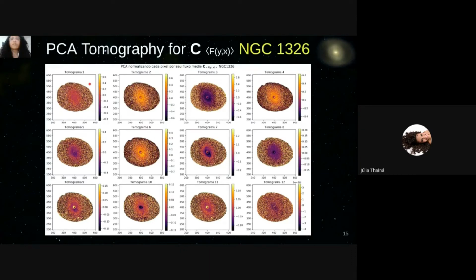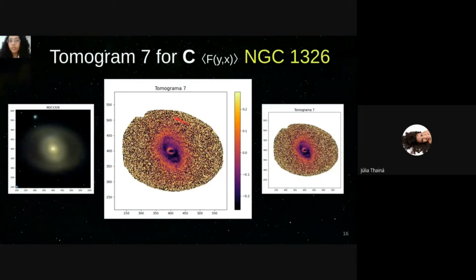Then here we have other tomograms for the galaxy NGC 1326, and we can see several rings. And here in tomogram 7, we can see this darker structure, similar to a spiral arm, that we can't see in the original data. But when we compare with the Hubble image, we can see that this structure is a region of dust.